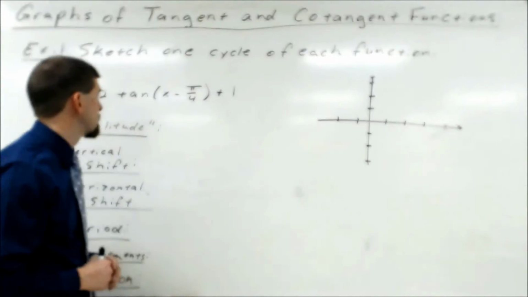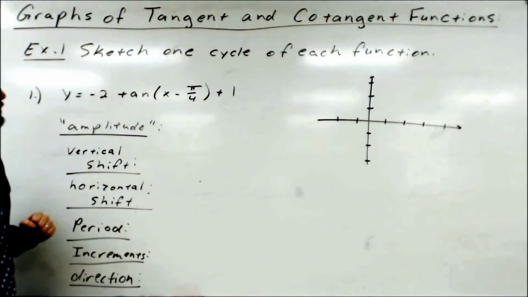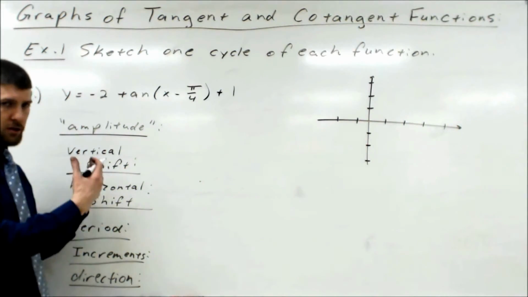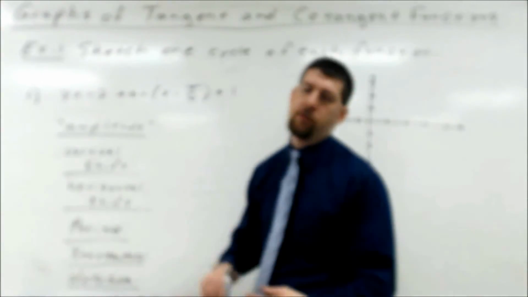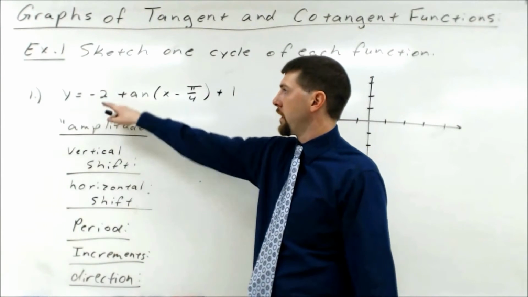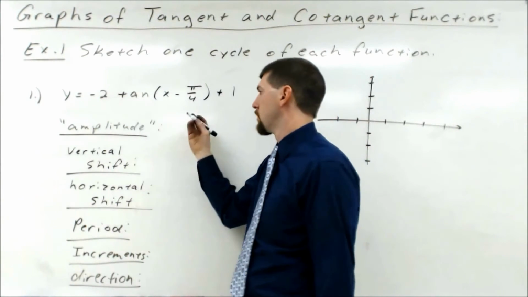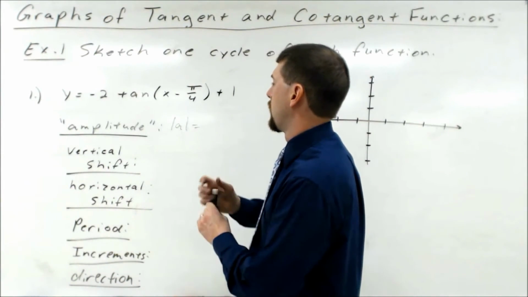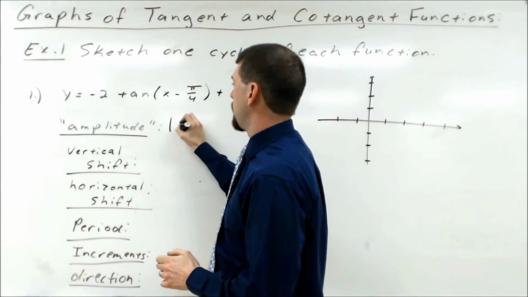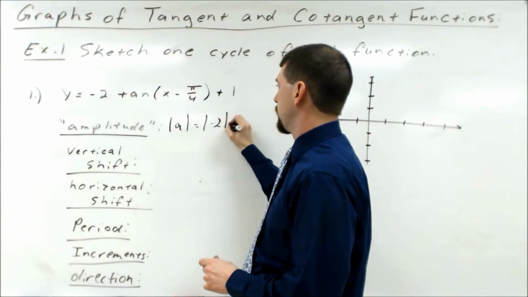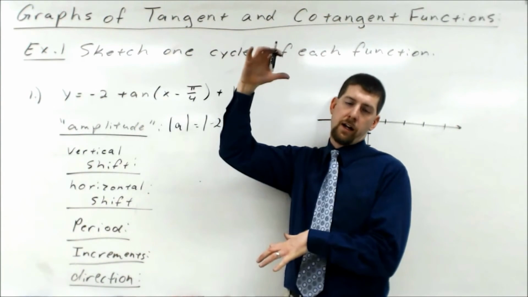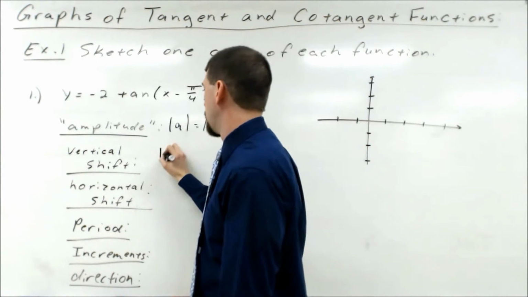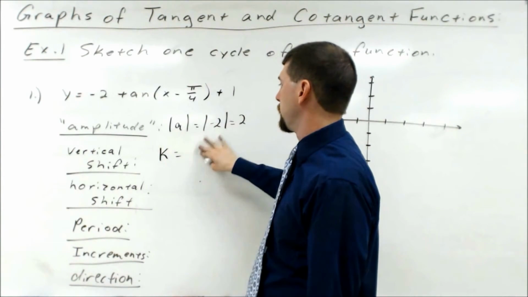Okay guys, let's actually graph a few of these now. So we've got the function y equals -2 tangent of x minus pi over 4 plus 1. So we've got a lot of different transformations in here. So let's just go through our checklist. Starting with the amplitude, remember the height at those midpoints, that was absolute value of a. Well, a is -2, so absolute value of -2 is 2. So we're going to be at a height of 2 units when we're at those midpoints. Vertical shift was k, so that's 1, so it's going to be up 1.